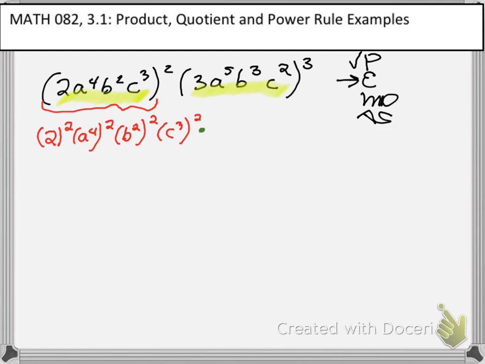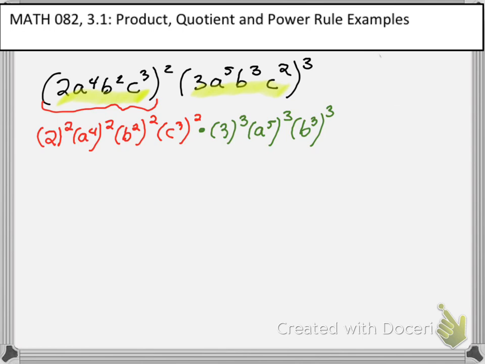Okay, so 3 is getting raised to the 3rd power. A to the 5th is getting raised to the 3rd power. B cubed is also getting raised to the 3rd power. I'm going to erase that, it's in my way. Okay, and C squared is getting raised to the 3rd power. So take a minute and think about what you would do next.